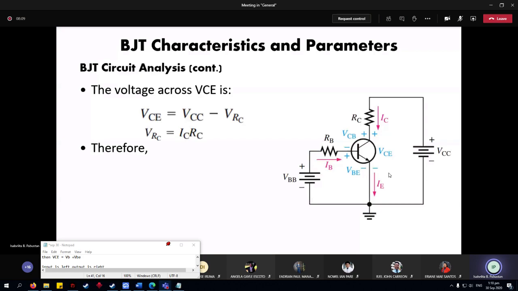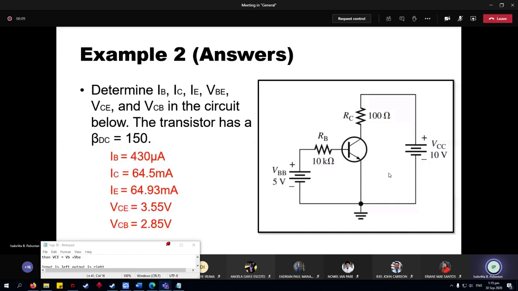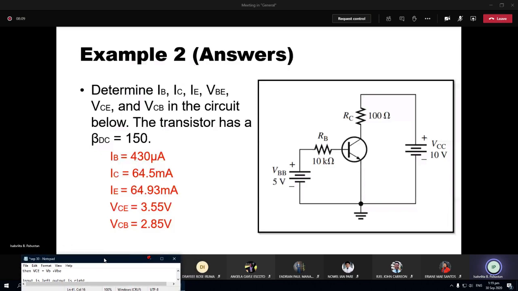Okay? So, these are the answers. Yan yung mga answers natin kanina. 430 micro, 64.5 milli, etc., etc. Okay? So, again, this is your review. You just review this, mga basic, nabanggit ko naman lahat. Do not forget how to write the polarity of voltages.